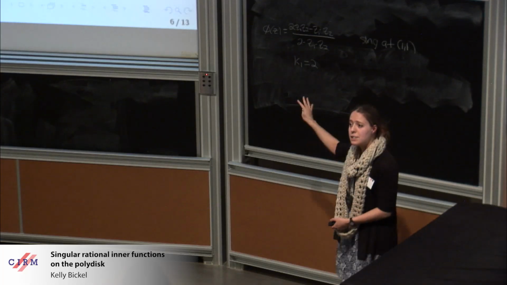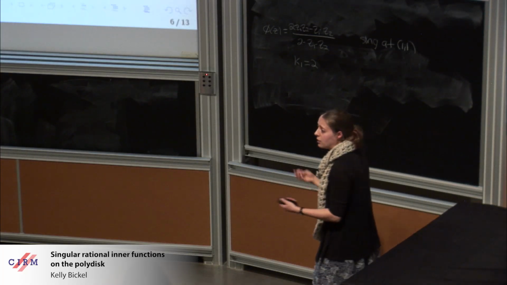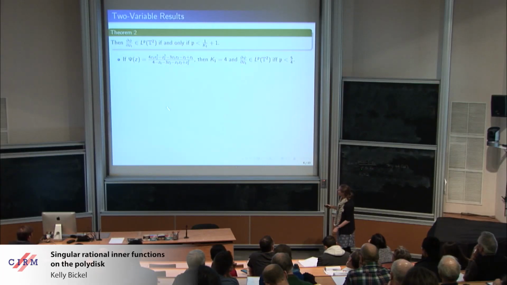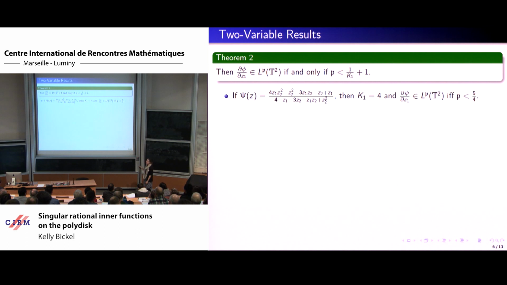And so then its partial derivative is an LP if and only if p is less than 3/2. And similarly, for this more complicated rational inner function, the contact order is 4. And so it's an LP if and only if p is less than 5/4. And one can actually construct a whole family of rational inner functions that hit every possible even contact order.